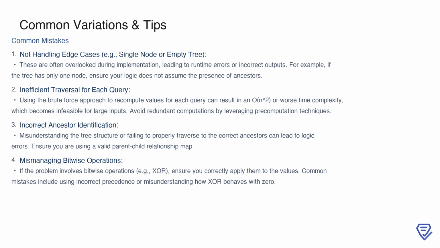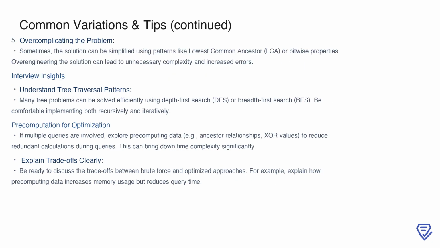Now, another mistake to avoid is overcomplicating the problem. Sometimes, you can simplify your approach by recognizing patterns like lowest common ancestor or leveraging the properties of bitwise operations. Over-engineering your solution can introduce unnecessary complexity, making it harder to debug and more prone to errors.